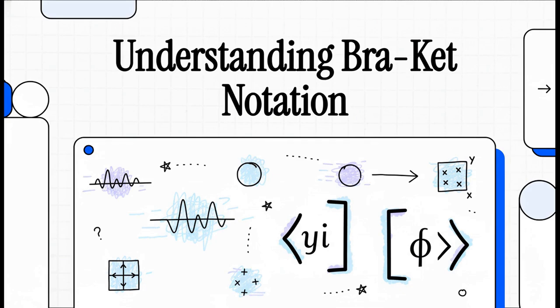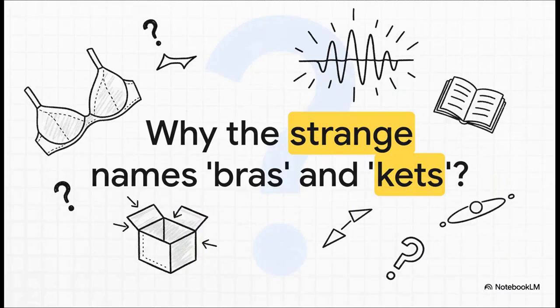Today, we're jumping headfirst into the weird and wonderful world of quantum mechanics to unpack one of its most essential tools, the strange but really powerful language of bracket notation. You know, the second you crack open a quantum physics textbook, you're hit with these words, bras and kets. Honestly, it sounds more like a department store than cutting-edge science. So what's the deal with these bizarre names? Well, that's exactly the mystery we're going to solve.